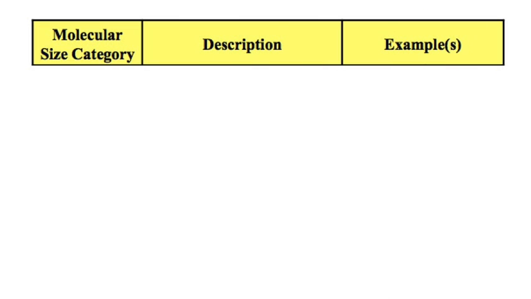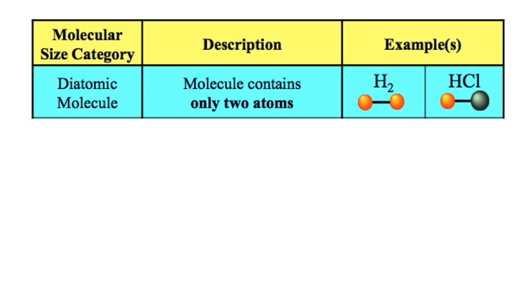As I discuss the geometry of molecules, I'll often categorize molecules by their size. The three size categories that we'll use in this course are defined as follows. Diatomic molecules. A diatomic molecule is a molecule that contains only two atoms. The atoms in a diatomic molecule could be the same element, for example H2, or the atoms can be different atoms, for example HCl. The main point being that a diatomic molecule contains only two atoms.